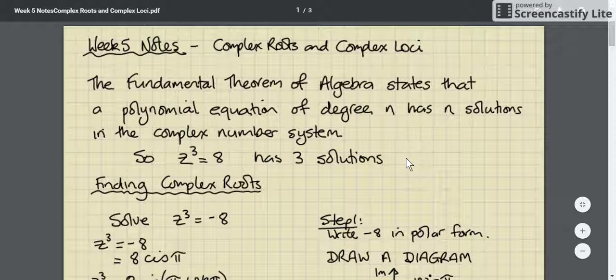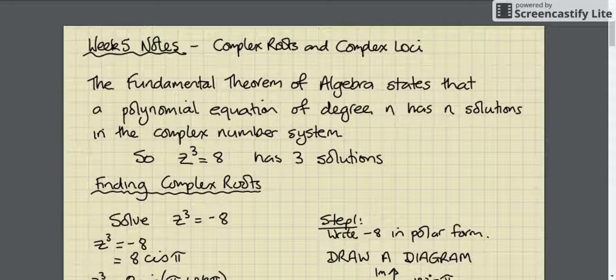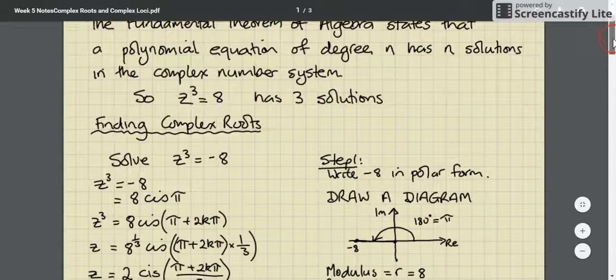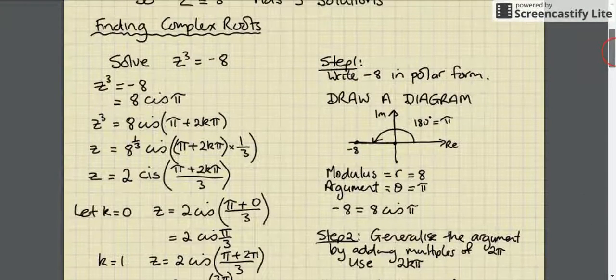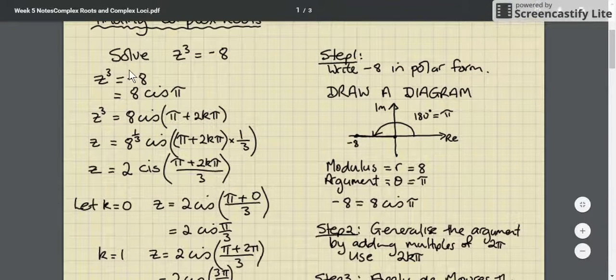This week our notes involve finding complex roots and complex loci. So the fundamental theorem of algebra states that a polynomial of degree n has n solutions in the complex number system. So that means z cubed equals 8 has 3 solutions, whereas we've been used to the fact that it only has 1. The example that I'm doing for you today is about finding the complex roots of -8.